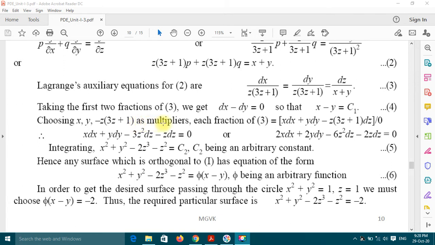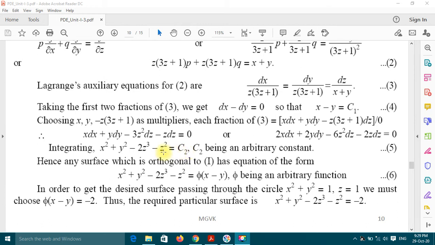Then by the well-known principle of algebra, each fraction of 3 is equal to (x dx + y dy − z(3z + 1) dz) upon 0. So x dx + y dy − 3z² dz − z dz = 0. We multiply both sides by 2 and get 2x dx + 2y dy − 6z² dz − 2 dz = 0. Now integrate it, then we get x² + y² − 2z³ − z² = c2, where c2 is an arbitrary constant of integration.